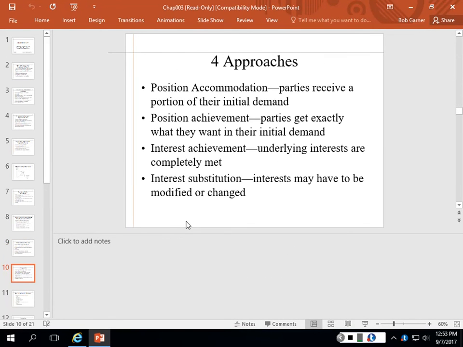All right, so there's 4 approaches. The first is called position accommodation. Parties receive a portion of their initial demand. That's pretty prevalent. Most times, you're not going to get 100% of what you want. That's why there's a negotiation. So it becomes a position accommodation. Position achievement, parties get exactly what they want. Most times, you're not going to get your initial demand. If you're getting your initial demand a lot, I would tell you you're not asking enough. All right? I want to get turned down some. Because if I'm getting all I'm asking for, first thing that goes through my mind is I didn't ask enough.